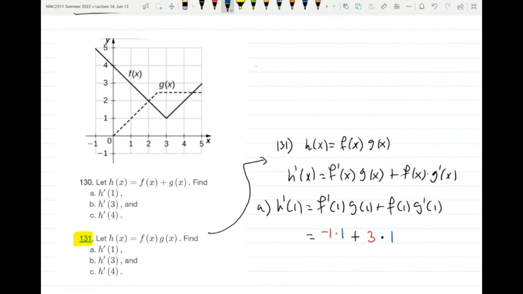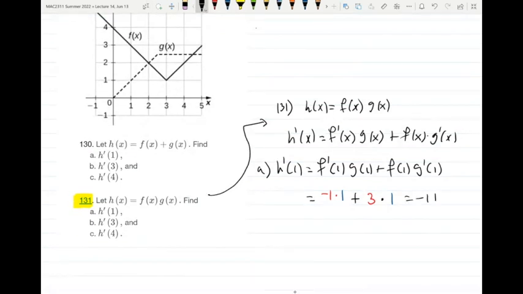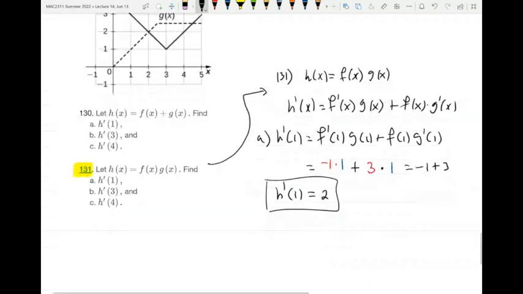Because around 1, g is just a line, and it turns out that it's positive, and the slope is also 1. So in this case, the value and the derivative coincide, but that's just because of this point. Anyways, now we have everything we need. So what's the answer? Negative 1 plus 3, which is 2. So h prime of 1 is 2. Did you understand this? Okay.